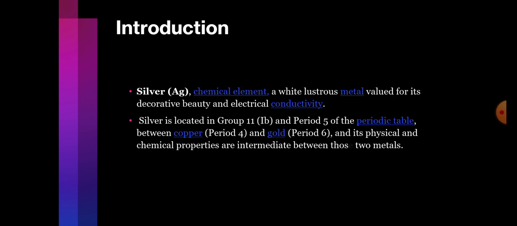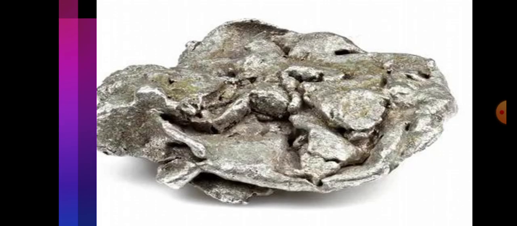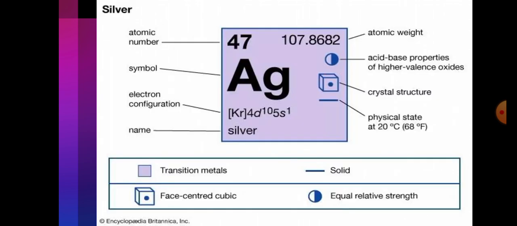Introduction. Silver, Ag, is a chemical element, a white lustrous metal valued for its decorative beauty and electrical conductivity. Silver is located in group 11 and period 5 of the periodic table between copper and gold, and its physical and chemical properties are intermediate between these two metals. Here is the picture that shows silver. Now let us talk about the atomic number of silver. The atomic number of silver is 47.